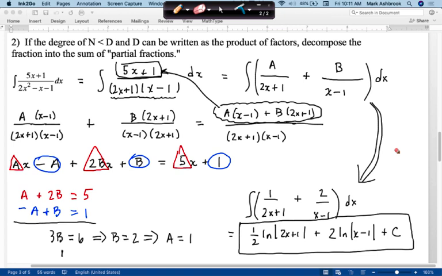So this is called partial fractions. We're decomposing a single fraction into two, solving for those numerators, and then rewriting it. So this sum of fractions is equal to the original fraction we were given. And then that's doable.